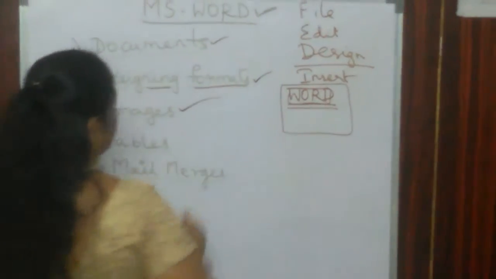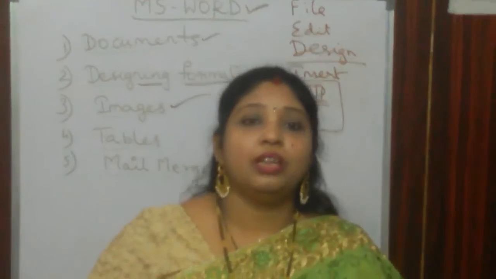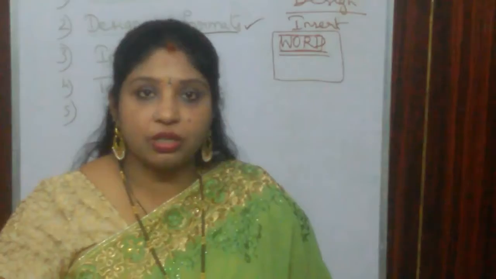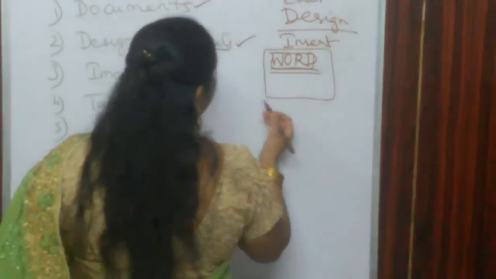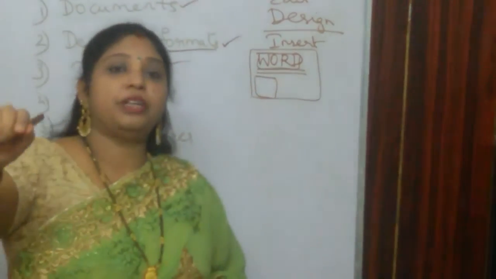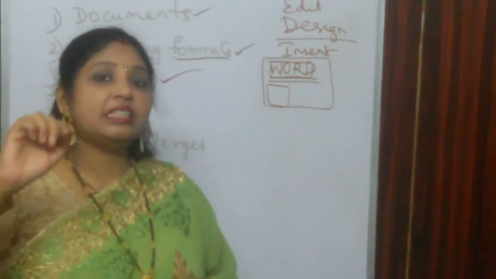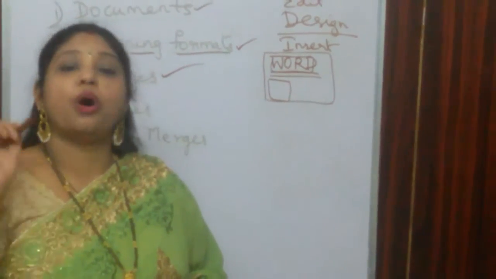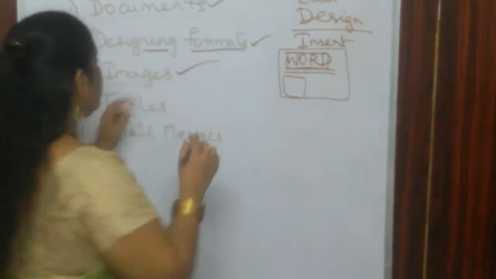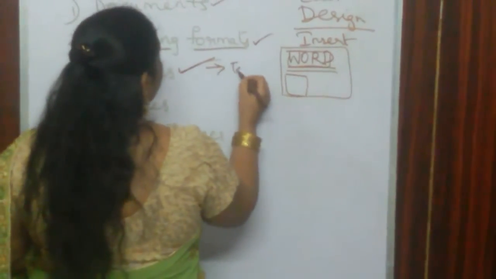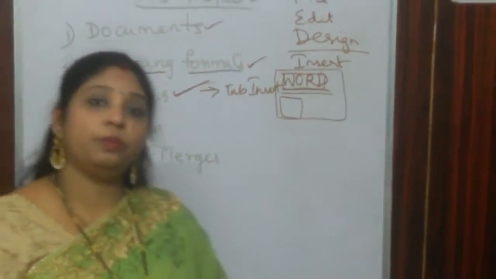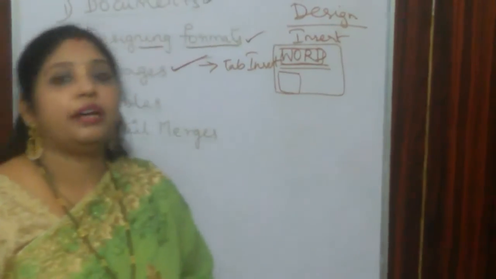Next comes images. What is an image? An image is a picture or photo, or your own picture. See, this is the document. Suppose I want to keep one image here. At that moment you have to go to a particular option. Insert is the tab where you will be inserting or adding images. In Word you will also have one tab called Insert. If you click there you will find many options to add pictures.